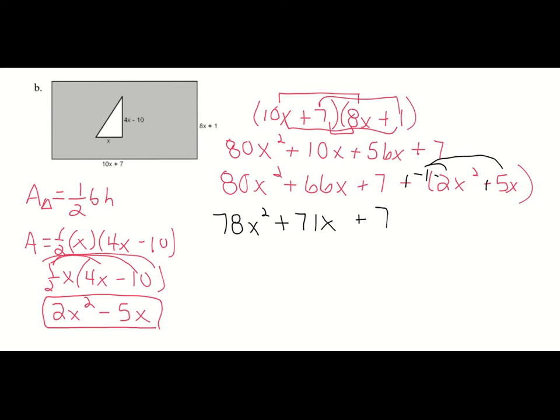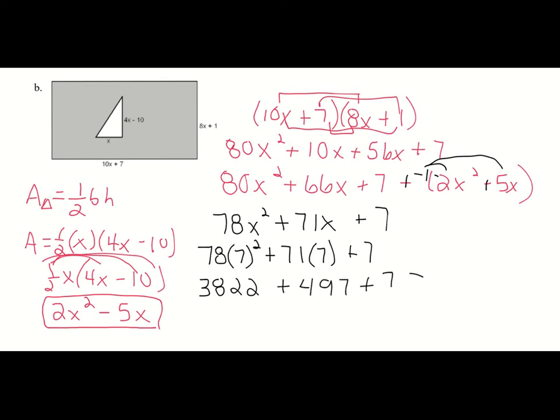So now the last thing we have to do is substitute in our 7 for x. So we're going to do 78 times 7 squared plus 71 times 7 plus 7. And these are the same directions we used for the other problem. 7 squared is 49. 78 times 49 is 3,822. 71 times 7 is 497. And then we have our 7, and when we do it all together, it equals 4,326. And this one, I think it was centimeters they gave us for the 7, so centimeters squared.